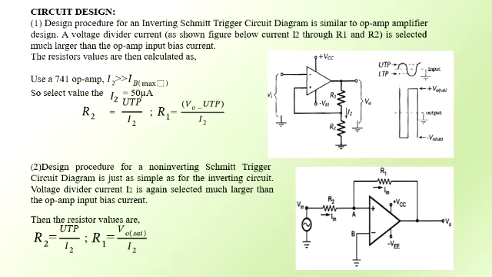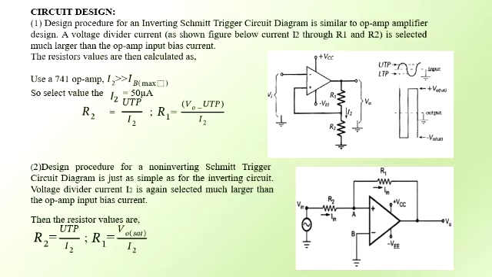Then you can calculate the resistor values R1 and R2. First we find R2, which equals the upper threshold voltage UTP across R2 divided by I2. I2 depends on the current and must be more than IB, so we can select I2 equal to 50 microamps. Then you can find the value of R2, and after that R1 equals the output voltage minus UTP.